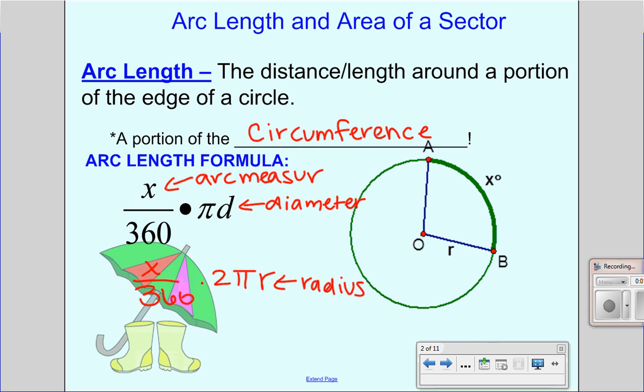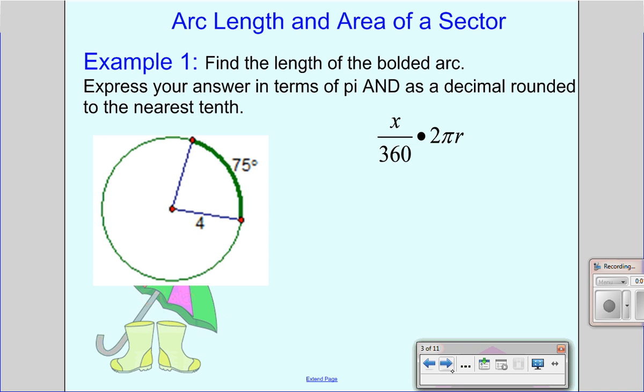Okay, it is going to be a proportion of our circumference there. Sometimes they give you the major arc, sometimes they give you the minor. Okay, remember that the minor arc is the smaller of the two. So let's look at an example.